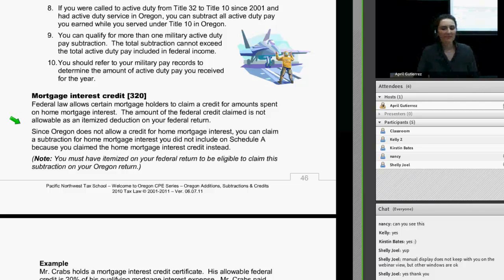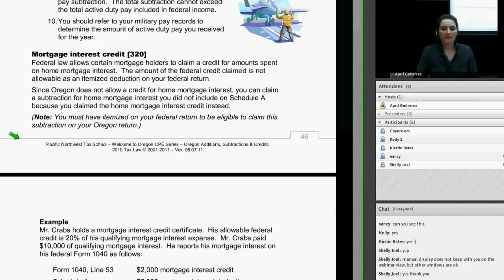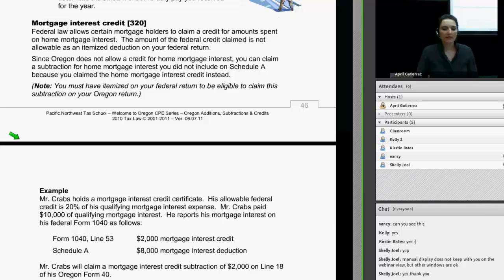Okay. Mortgage interest credit. Federal law allows certain mortgage holders to claim a credit for amounts spent on home mortgage interest. The amount of the federal credit claimed is not allowed as an itemized deduction on your federal return. Since Oregon does not allow a credit for home mortgage interest paid, you can claim a subtraction for home mortgage interest you did not include on Schedule A because you claimed the home mortgage interest credit instead.